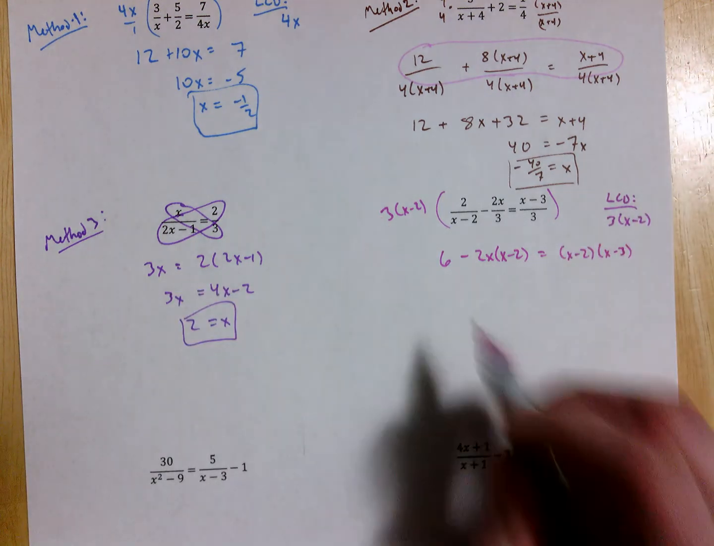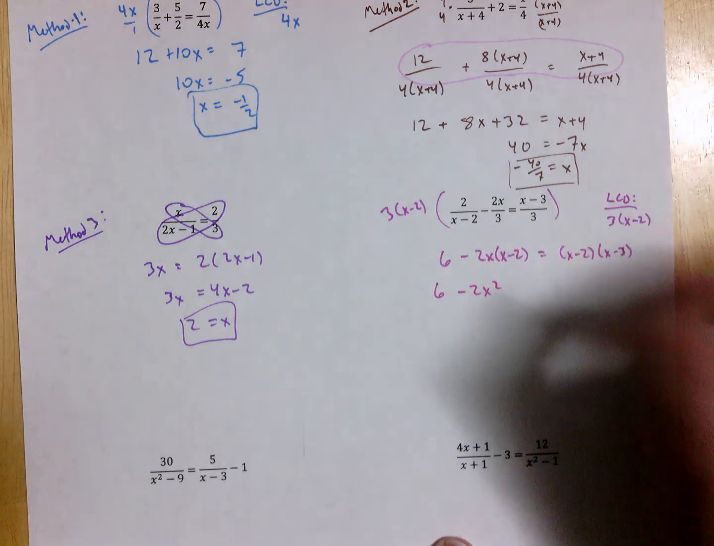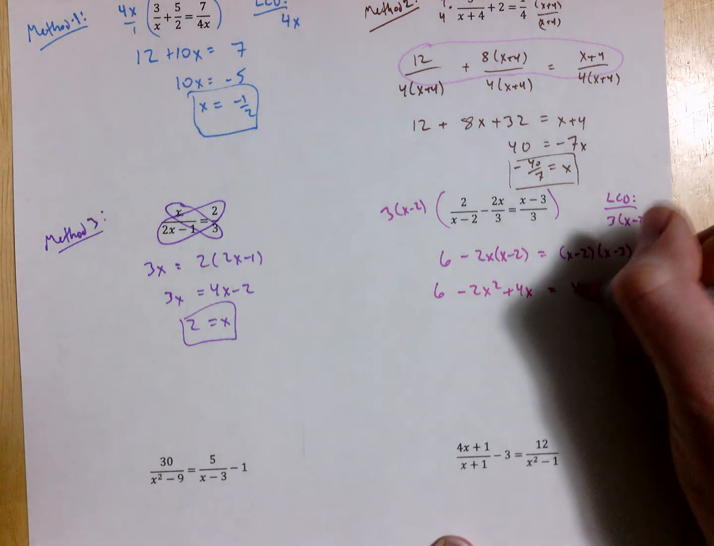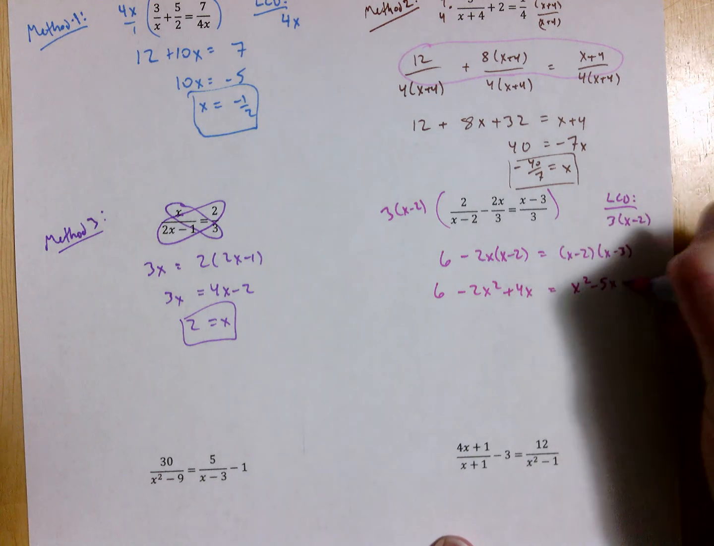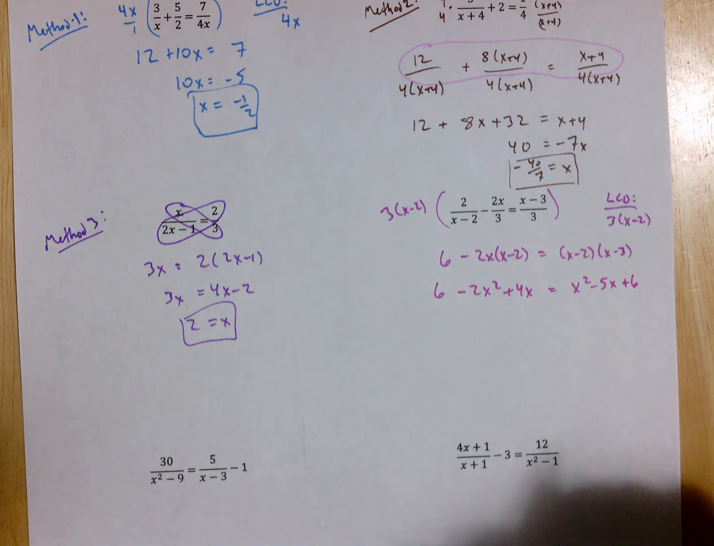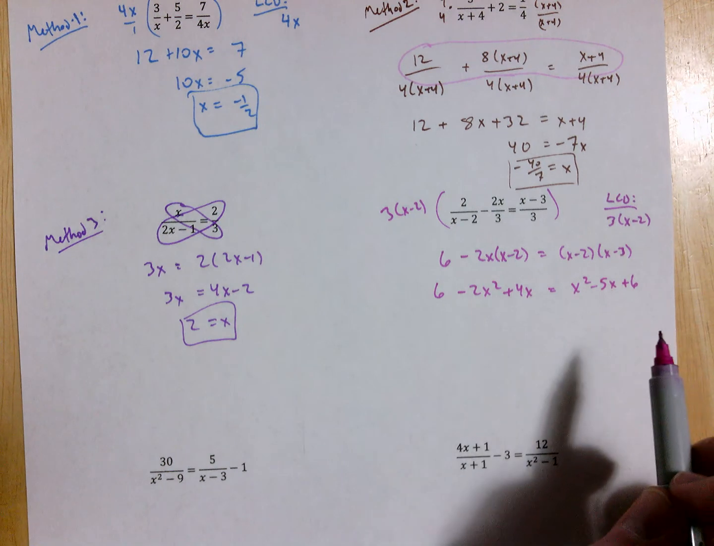Okay, clean it up a little bit, do some distributing. That's going to end up minus 2x squared and then plus 4x. And then over here, that's going to work out to x squared minus 5x plus 6. Okay, if you don't believe me, go ahead and do a double distributive property on that one on your own. All right, and then this is going to be something quadratic. I'm probably going to have to factor to solve this.